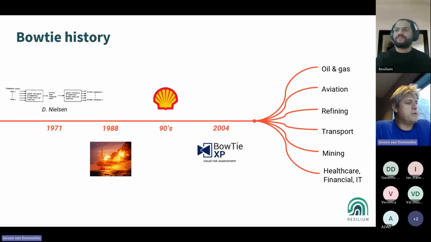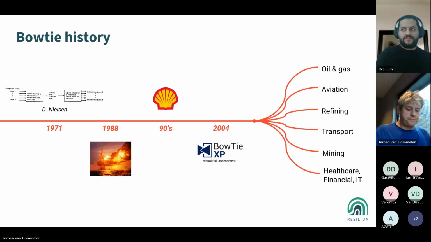BowTieXP started in 2005, a small company that started building a bow tie software package. And that grew to, I think, 4,000 or 5,000 clients worldwide. And the bow tie concept is adopted not only by the oil and gas industry, but you see it in a lot of other industries, from healthcare to aviation to defense, you name it, because it's a relatively simple concept, but it contains a lot of information. By the way, if you have questions, please interrupt me. Let's make it an interactive session.